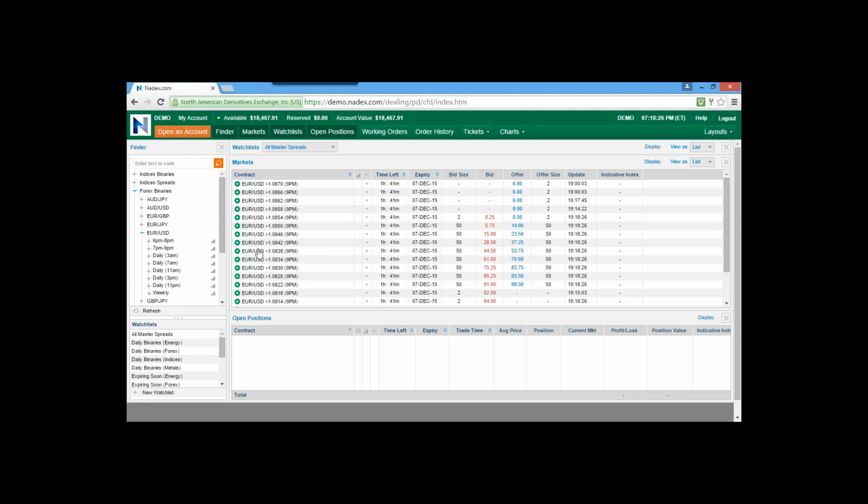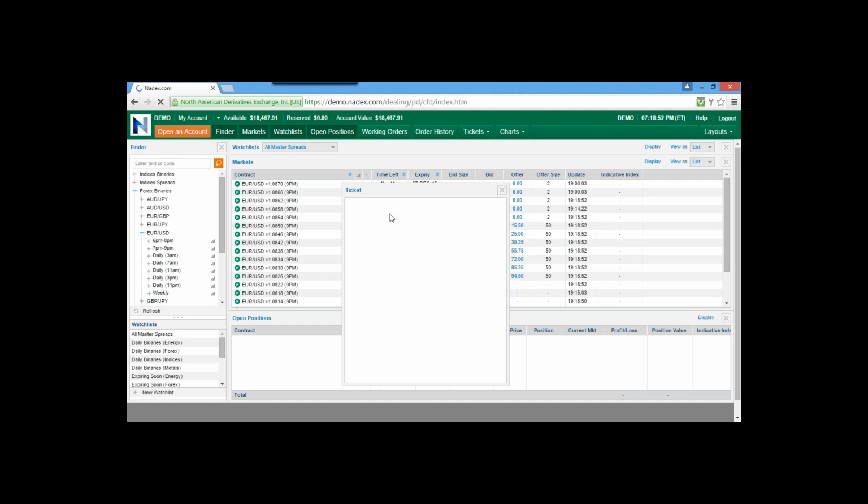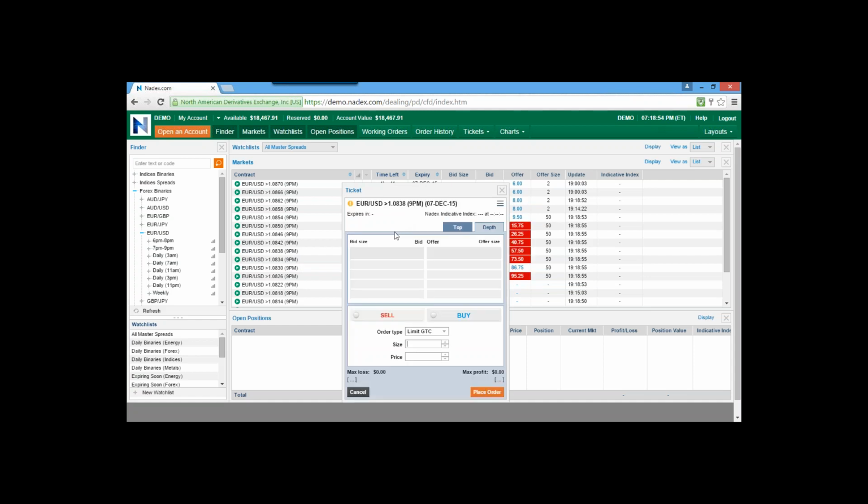What is a binary contract? It's simply a statement. And it's simply a yes or no, true or false statement. What this binary contract states is that the euro dollar will be greater than 1.0838 by 9 p.m. Eastern Time tonight. That's it. That is a binary contract. If I click this, it's going to open up a ticket for me to enter this contract.